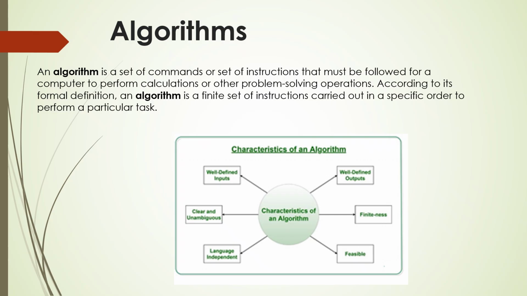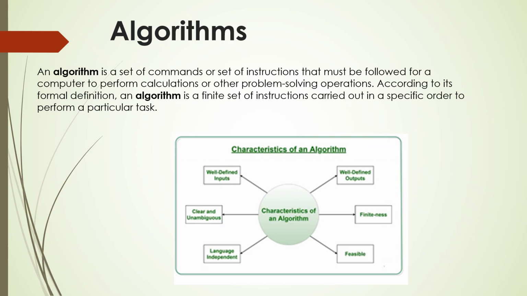Let's take another simple example. Suppose we want to calculate the area of a triangle. The algorithm should start. Step number 1, start. Step number 2, read the length and breadth. Step number 3, calculate the area by multiplying length and breadth. Step number 4, display the area. And step number 5, stop. Notice that every step is simple, clear and arranged in the proper sequence. Now let's understand the characteristics of a good algorithm.